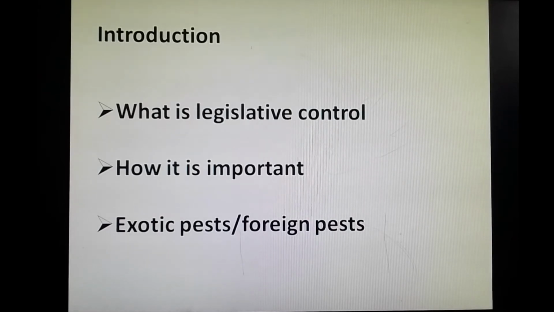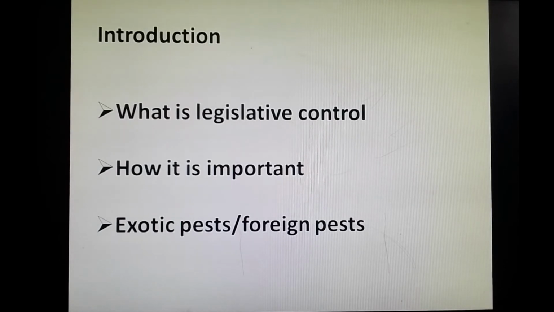Therefore, to prevent the entry of the pest from other countries, or even within the country, into the pockets which do not have the incidence of a particular pest that may be present in other pockets of the country, the prevention can only be made by enacting some laws, by implementing the laws in such a way that the plant parts or the commodities from the places where a particular pest is present are regulated not to enter the new geographical location of that country or from one country to another country.